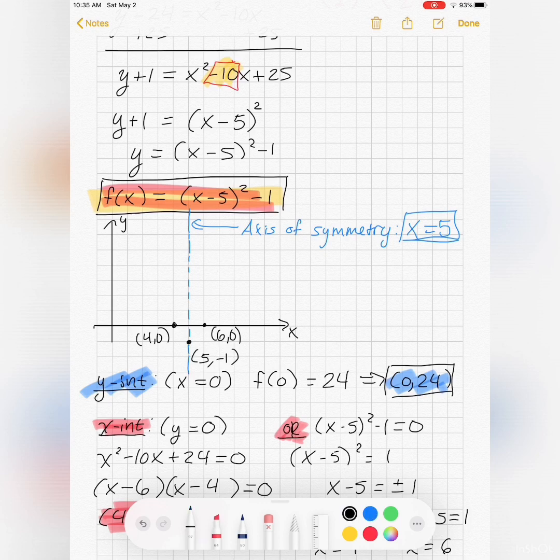So let me go ahead and draw the graph then. It looks something like that. Okay, so the parabola is symmetric with respect to x equals 5.